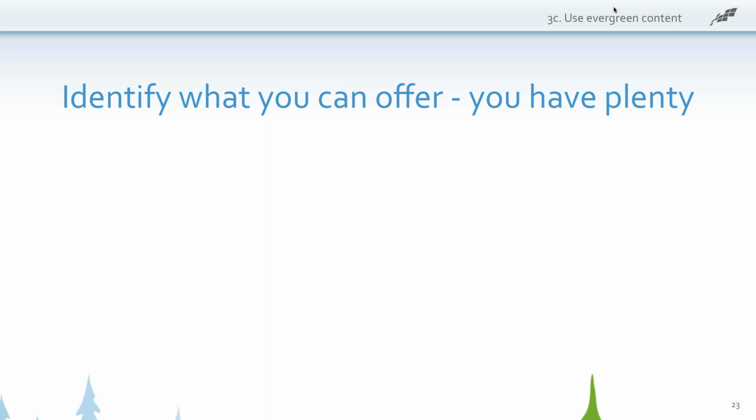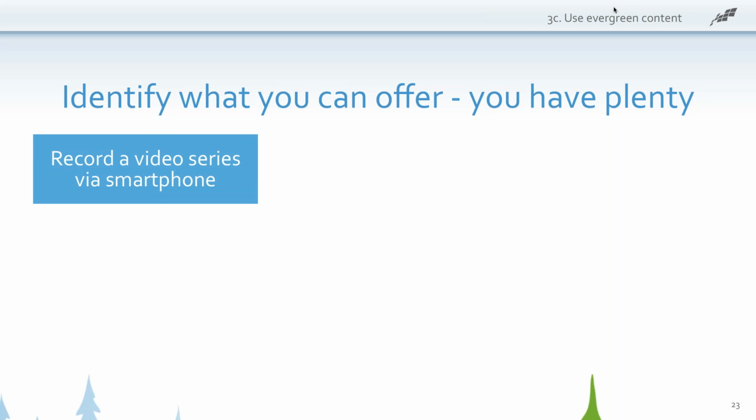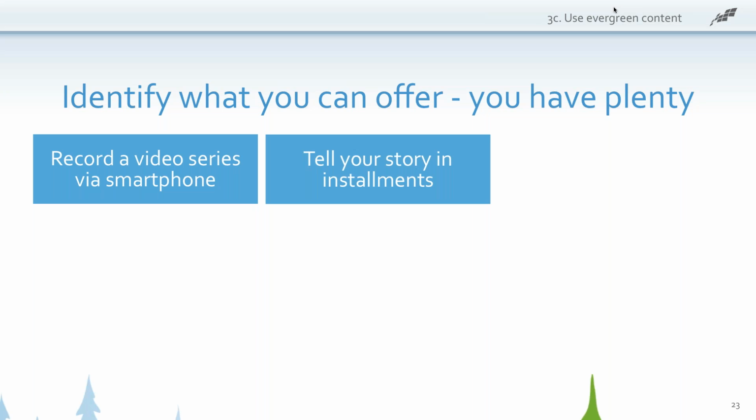So when they sign up, all right, we need to identify what you have, identify what you offer. So what can you offer them when they sign up? Well, you could record, like I said, a video series. Maybe there's certain videos that you want them to see. Video is a great way to engage with your clients, right? Maybe 2 or 3 little videos where you're talking about the different aspects of your business. You could tell your story in installments. And when I say installments, I mean just a series of emails.